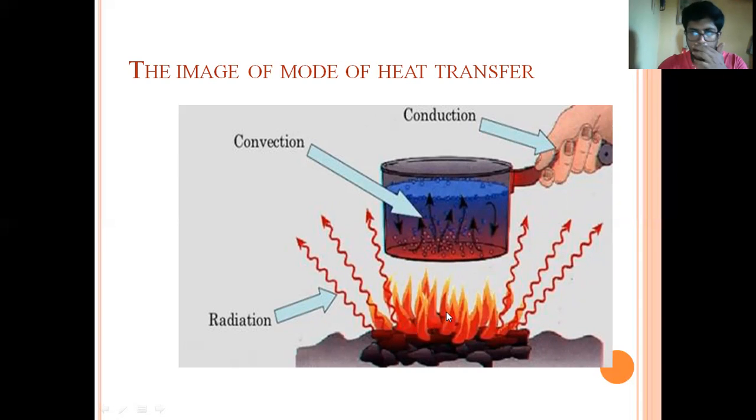Whatever rays or waves are produced from the fire heat the bottom surface of the container. So the radiation mode of heat transfer can be seen. All three modes of heat transfer, conduction, convection, and radiation, can be seen in this image.